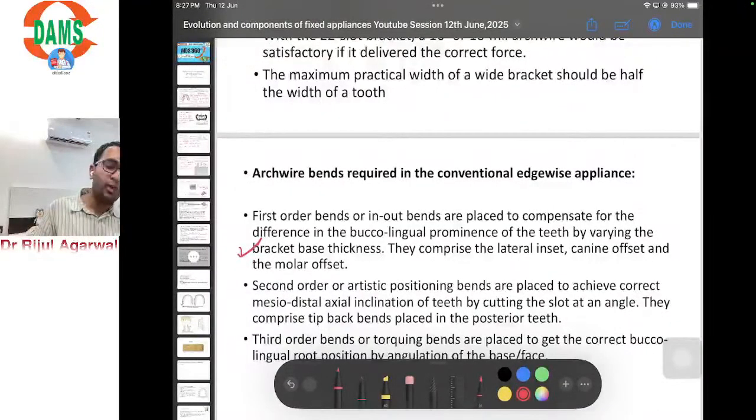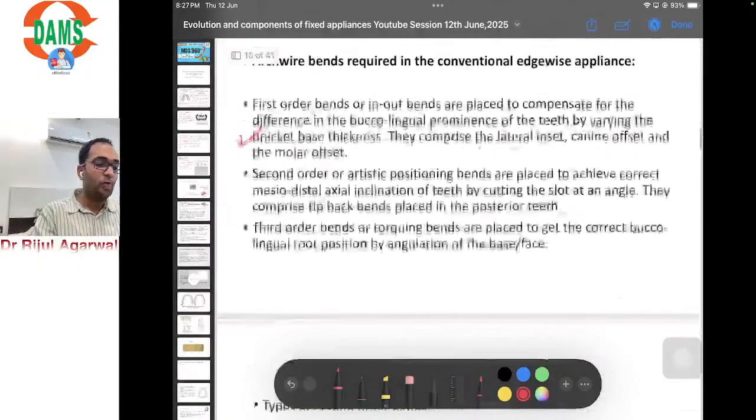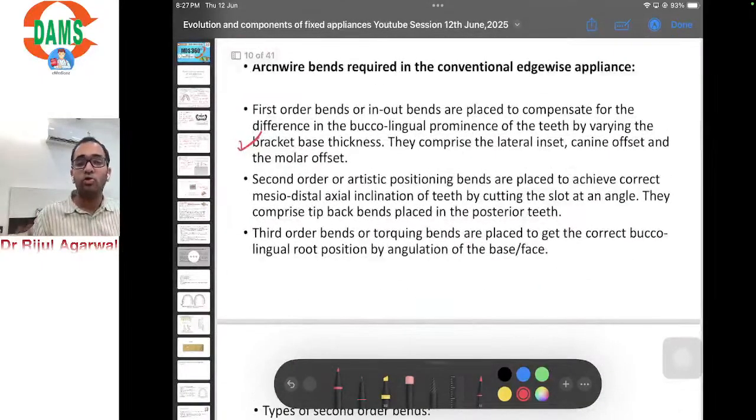If a non-programmed bracket is there, we need to place these bends like this inside the wire so as to compensate for this buccolingual prominence of the teeth. Okay, so from non-programmed, by varying the thickness, you don't have to do this, this is all done by the manufacturers. Next are the second order bends or the artistic positioning bends.